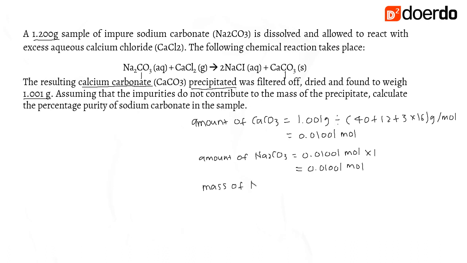So now, to find the mass of sodium carbonate, you have to multiply the amount or the number of moles by its molar mass, which is 23 times 2 plus 12 plus 3 times 16 grams per mole, which will give you, if you punch this into the calculator real quick, an answer of 1.0611 grams, since this is to 5 significant figures.